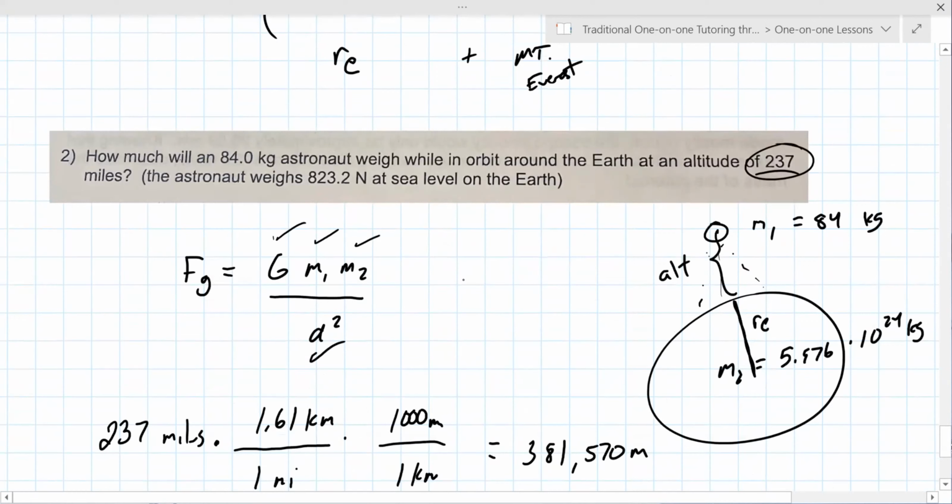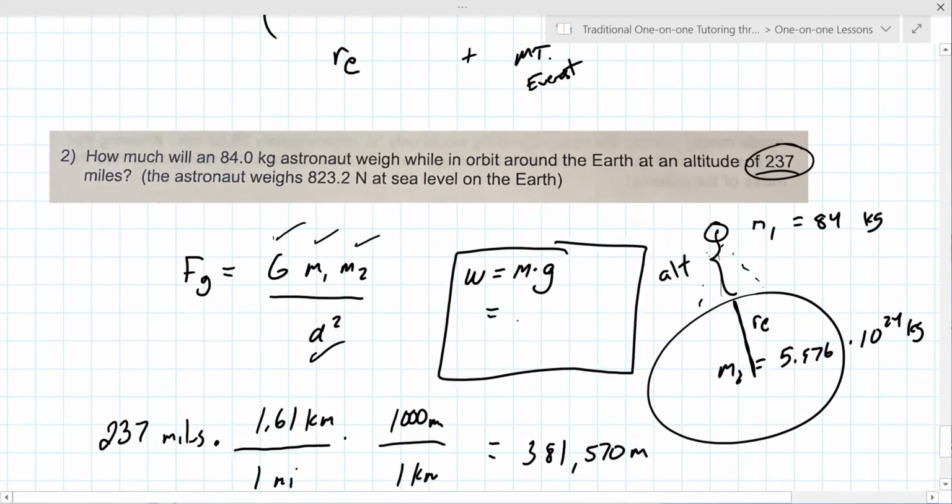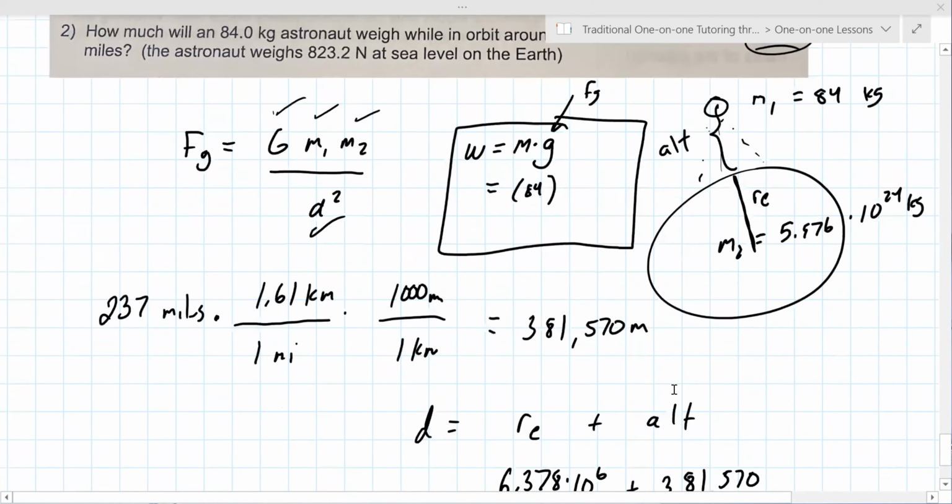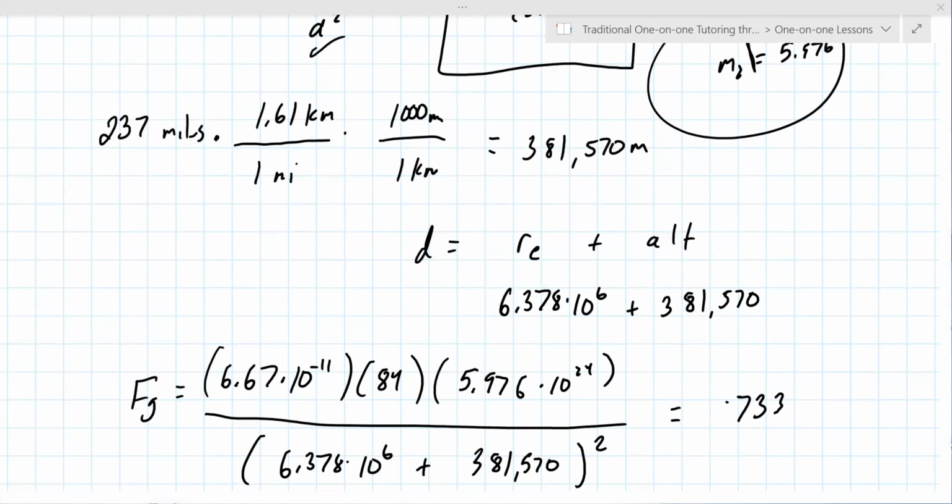Now, let's go back to what's actually being asked, which is how much will an astronaut weigh while in orbit? So your weight is mass times gravity. The mass is unchanged. Your mass is always the same no matter where you are, but the g is really F_G. This g right here is really F_G. That's the number we just found, which is, I actually don't know if we got the right number. I'm going off of your old paper here. Let me check the number real quick, because it does matter what we get down here.